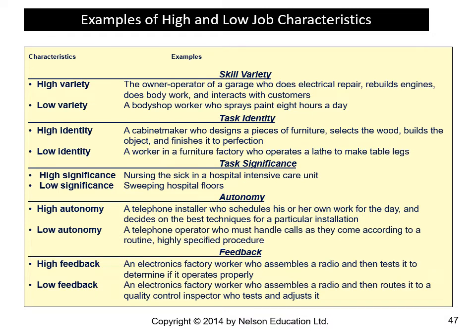Task identity, if we've got high task identity, the example is a cabinet maker who designs a piece of furniture. With that, they select the wood, they build the object, and they finish it to perfection. A low identity would be a worker in a furniture factory who operates a lathe to make table legs. So they're doing the same thing day in, day out. For task significance, someone who has high task significance would be nursing the sick in a hospital intensive care unit. Right? They understand that what they're doing is very important. Someone else who works in the hospital might have low significance if they're sweeping the hospital floor and they don't see why or how this job is important to the overall whole.